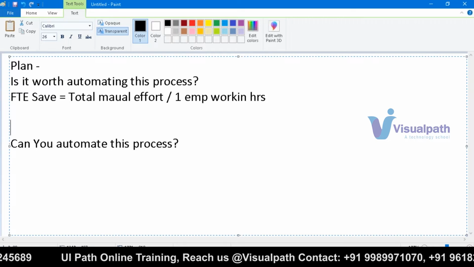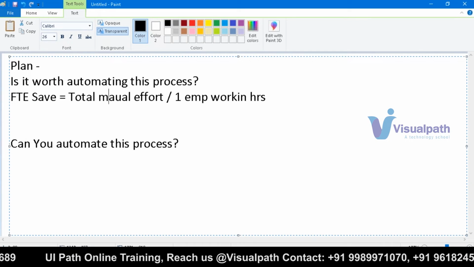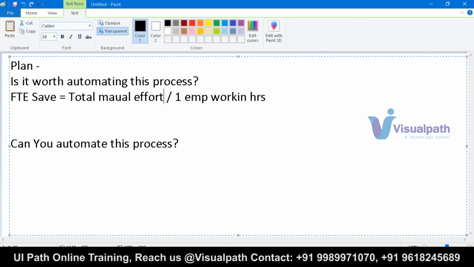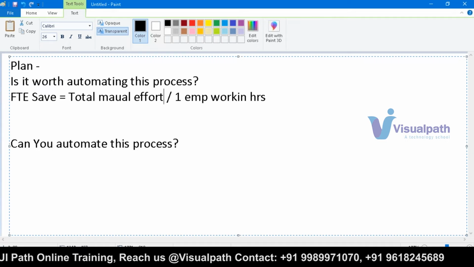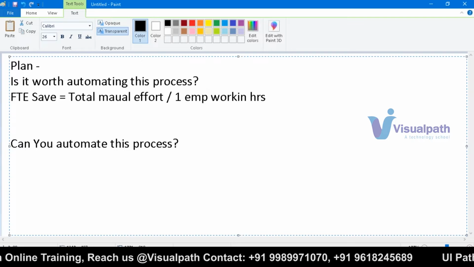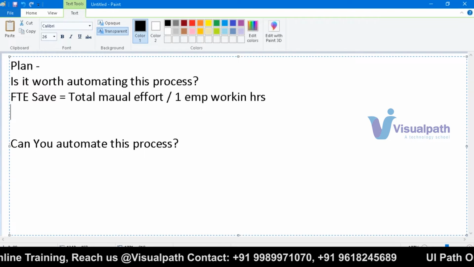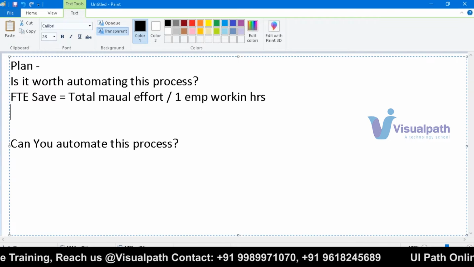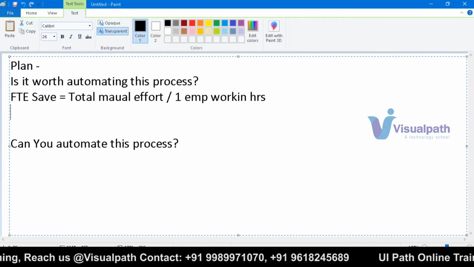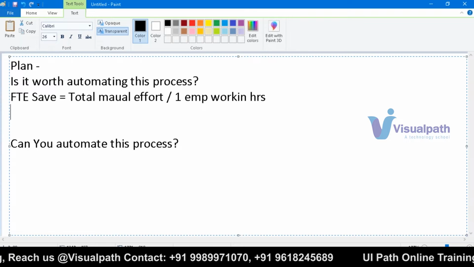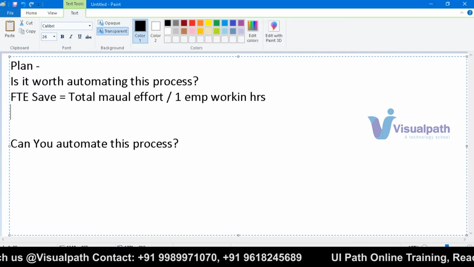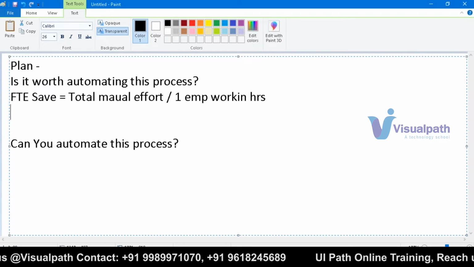The total manual effort of the project or of the process divided by one employee's working hours. So let us take some small examples to see how FTE save can be calculated. Let us say there is a person coming to office daily. He spends 8 hours of his working time in office, and daily out of those 8 hours, 4 hours is spent on a process.